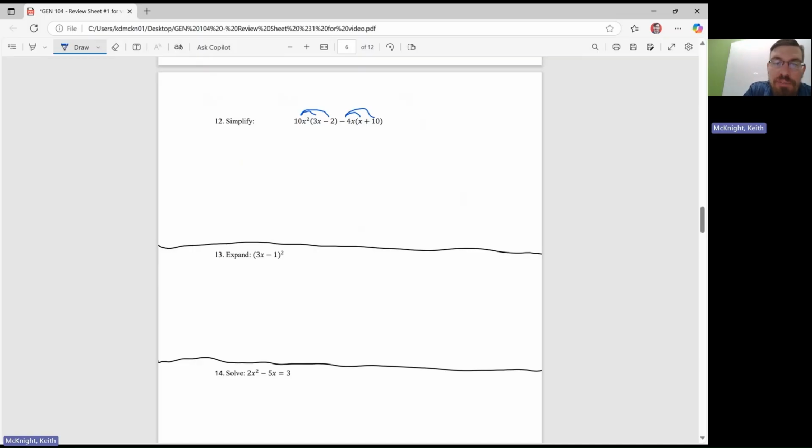So 10x squared times 3x is 30x cubed. 10x squared times negative 2 is negative 20x squared. Negative 4x times x is negative 4x squared. And then negative 4 times 10, that's going to be negative 40x. Okay, so we've distributed everything. We have our 4 terms. Now we're going to combine like terms.